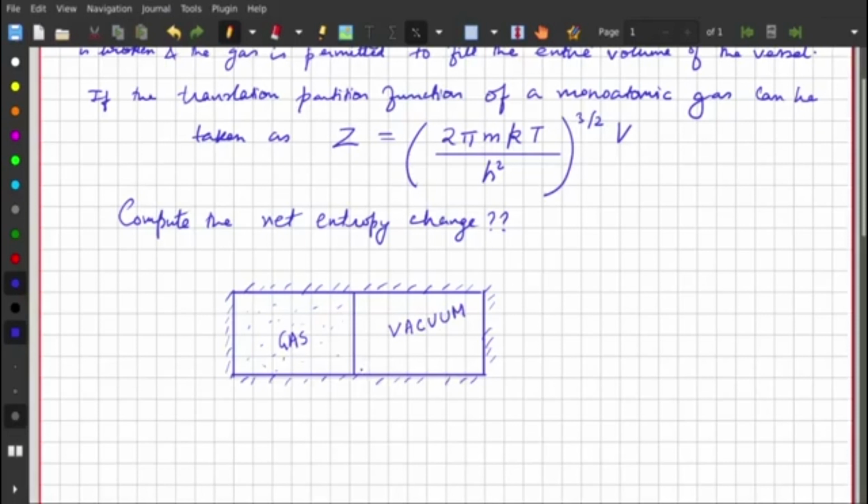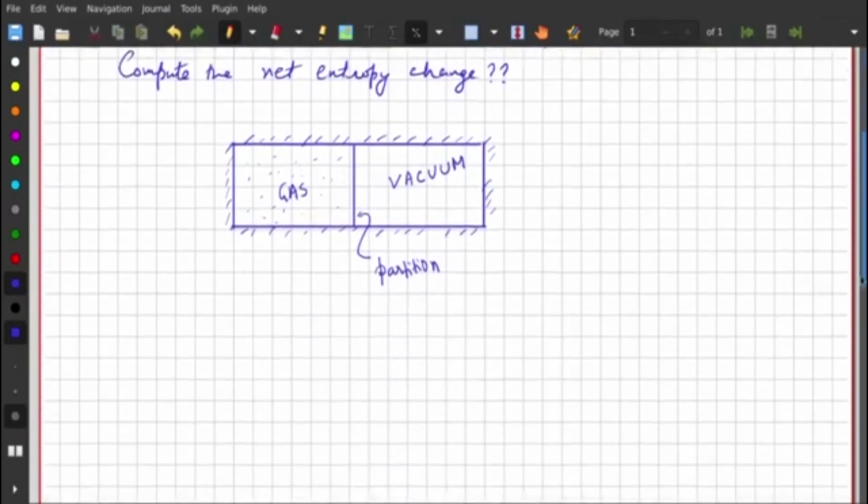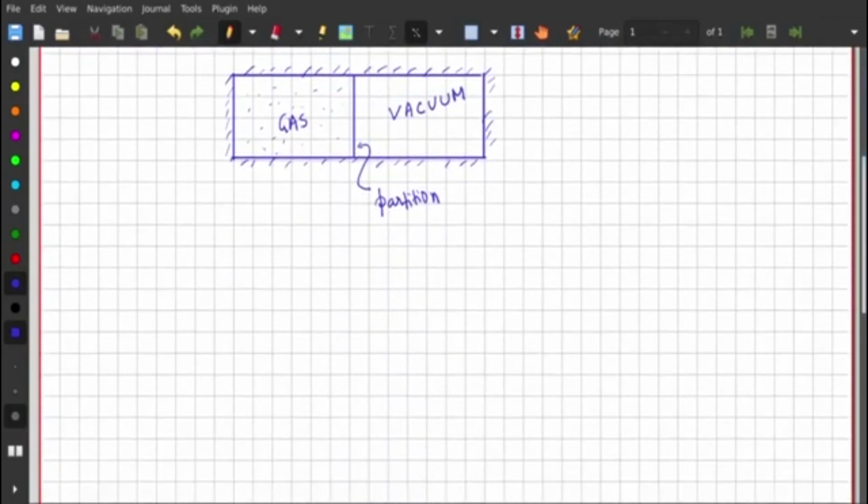Okay, and what we do is we remove the partition. So this is the partition and we remove the partition and the gas fills up the entire vessel. And you see this is a non-equilibrium process, and the moment you remove the partition, the gas will distribute uniformly throughout the entire volume. And the question is, during this entire process, when the partition is removed, calculate the total entropy change. Okay, so that's a classic problem in thermodynamics, and we'll be tackling and solving this problem in two ways. So let's do it first using the partition function, using statistical thermodynamics.